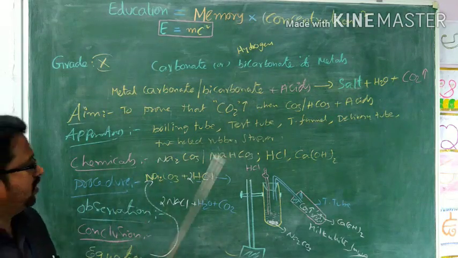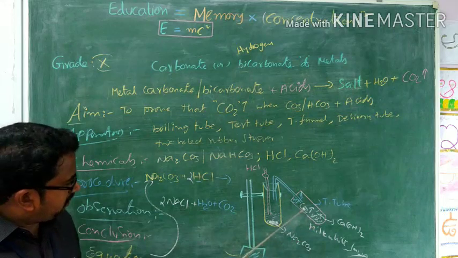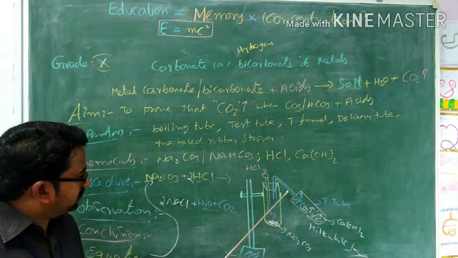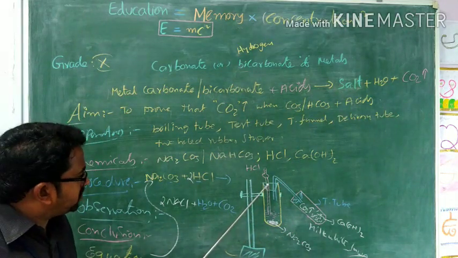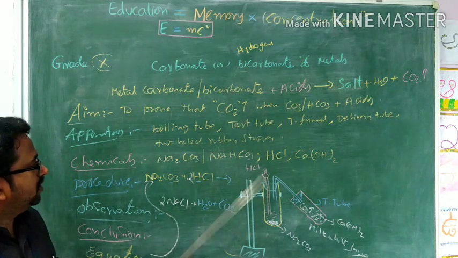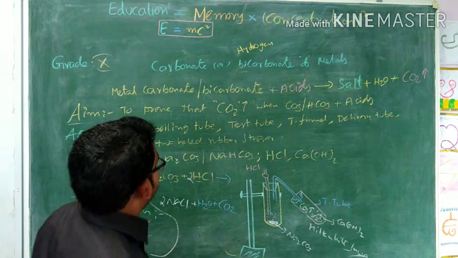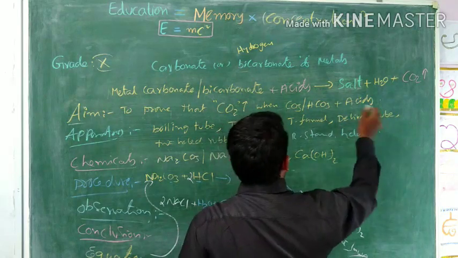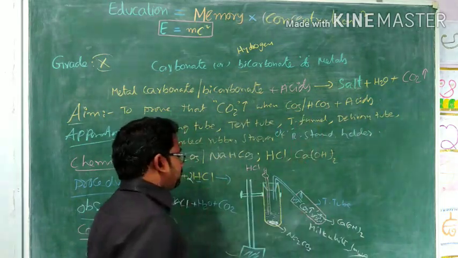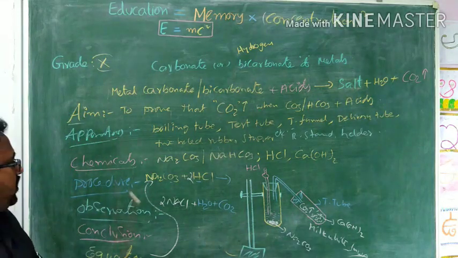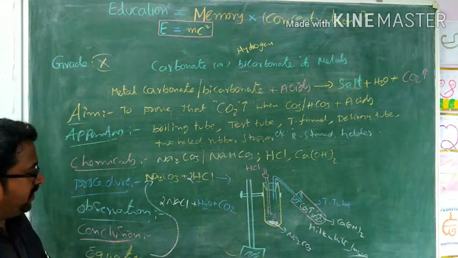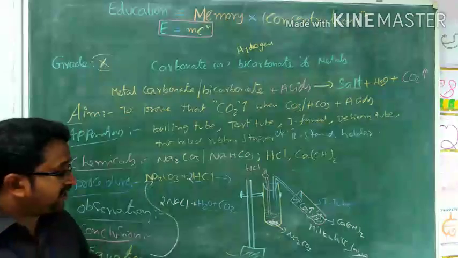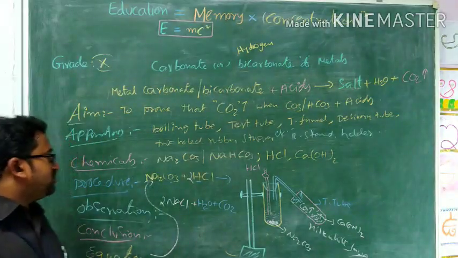For this apparatus we need a boiling tube, a test tube, a thistle funnel, and a delivery tube. This blue color delivery tube is needed, and a 2-hole rubber stopper. Of course, besides this we also have a retort stand and bolt. These are the apparatus. And the chemicals: sodium carbonate, HCl, and calcium hydroxide, nothing but limewater, are required.